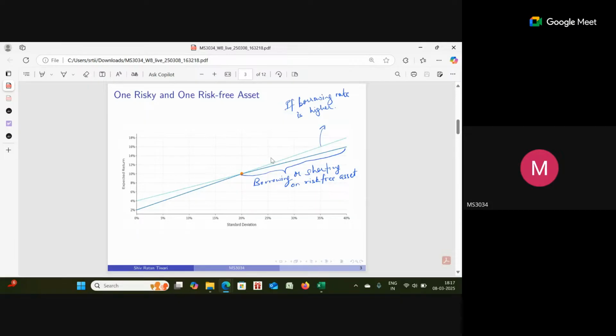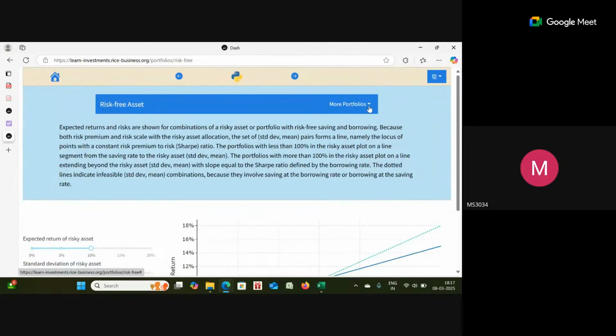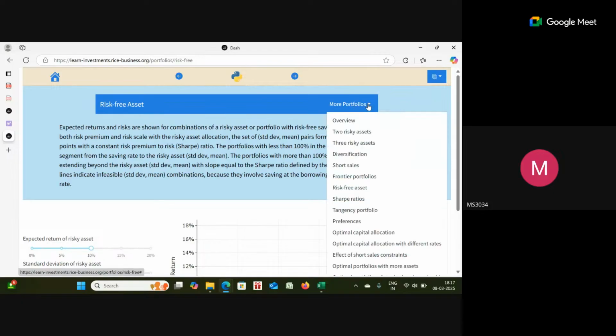you can look at your preferences, which are defined by your indifference curves. And in the last live session we saw that in this expected return and standard deviation plane, your preferences are upward sloping indifference curves. Let's have a look at them in our Rise Business Schools platform. Here we are looking at the risk free asset. Now I want to look at preferences, so I will go to this drop down menu and there you will see preferences.